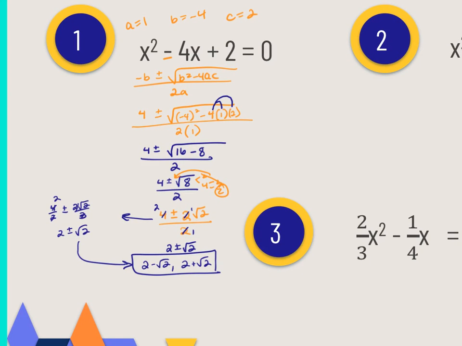Questions on that one? So this process takes a little bit because there's a little bit of steps on there. It's easy to mess your signs up, so be careful. But this is foolproof. It works every time.